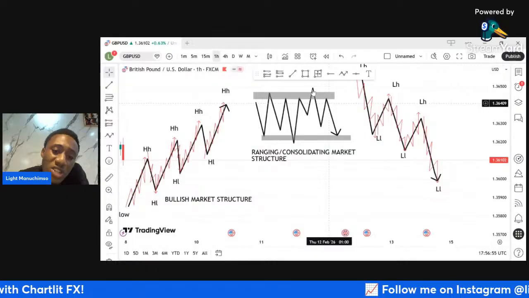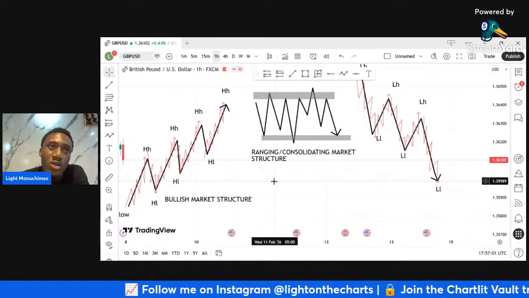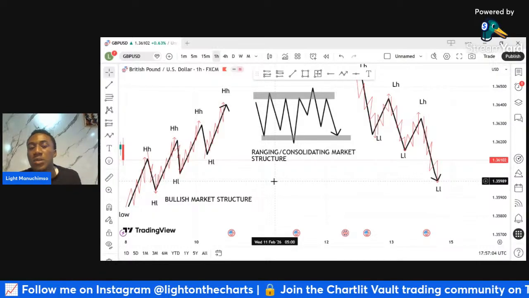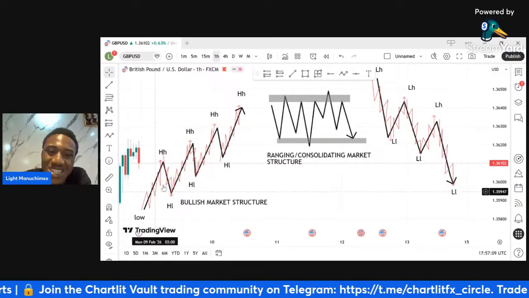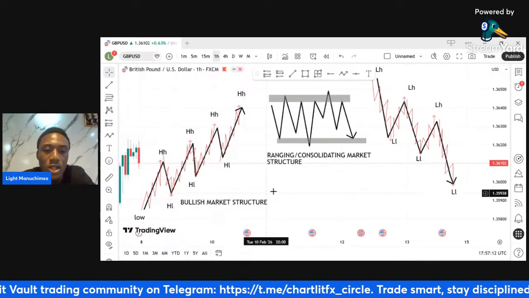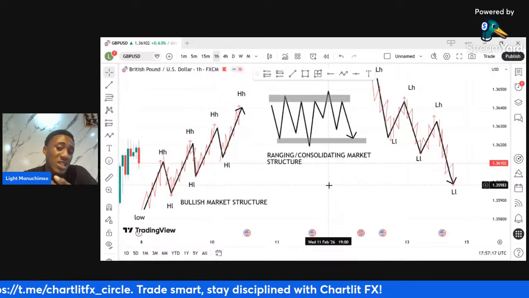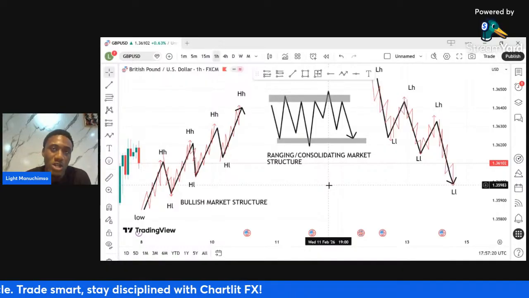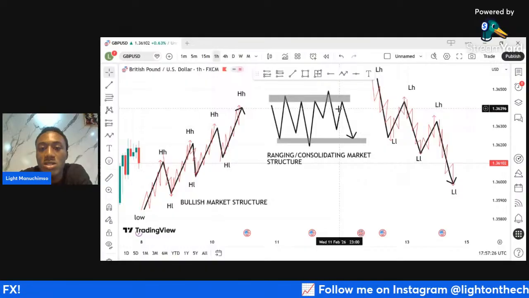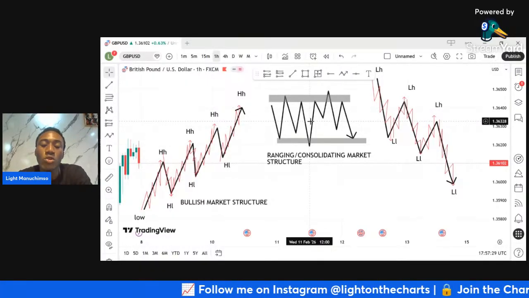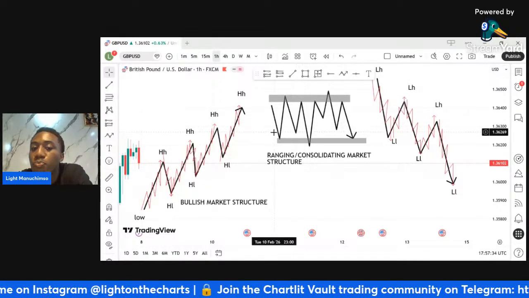Now, in a ranging or consolidating market, what's really happening is indecision between buyers and sellers, right? There's no difference between the buyers and the sellers, unlike the bullish market structure where the buyers are more than the sellers, so therefore the buyers win. Trade is just like a tug of war between the buyers and the sellers. The stronger side gets to push price in a specific direction. If sellers are stronger, then you see a downtrend. If buyers are stronger, you see an uptrend. In a ranging or consolidating market, the buyers are equal to the amount of sellers in the market. So there's indecision, and price doesn't really push in any direction.